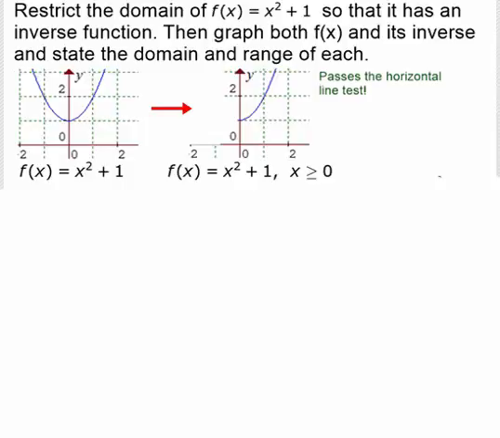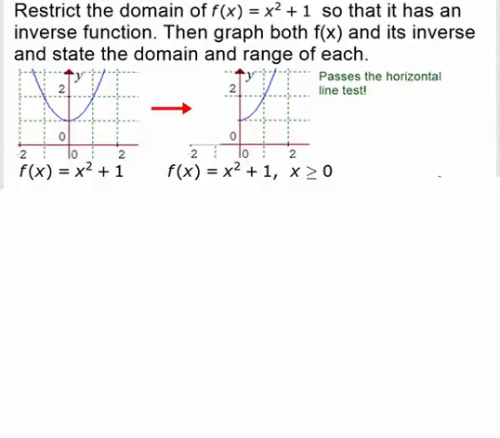Okay, we're going to restrict the domain of f of x equal x squared plus 1 so that it has an inverse function. Then we're going to graph both f of x and its inverse and state the domain and range of both f of x and its inverse. We start by restricting the domain. Since x squared plus 1 does not pass the horizontal line test, we have to take away part of that domain so that it does. Well, the easy choice here is just to let x be greater than or equal to 0, and I have this shown on the right. The graph on the right does pass the horizontal line test.